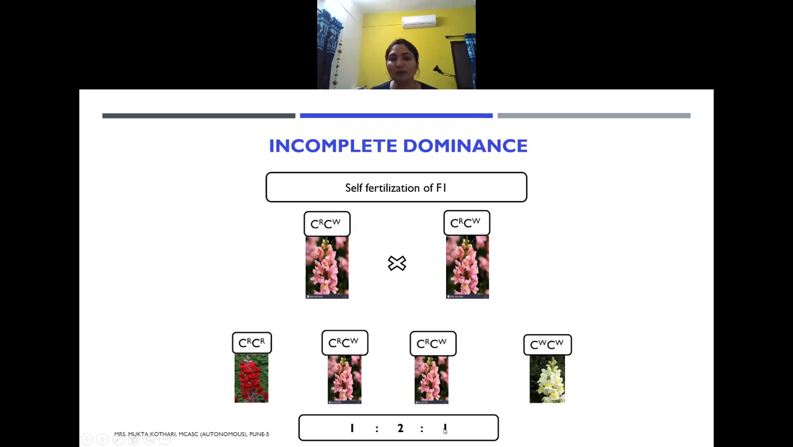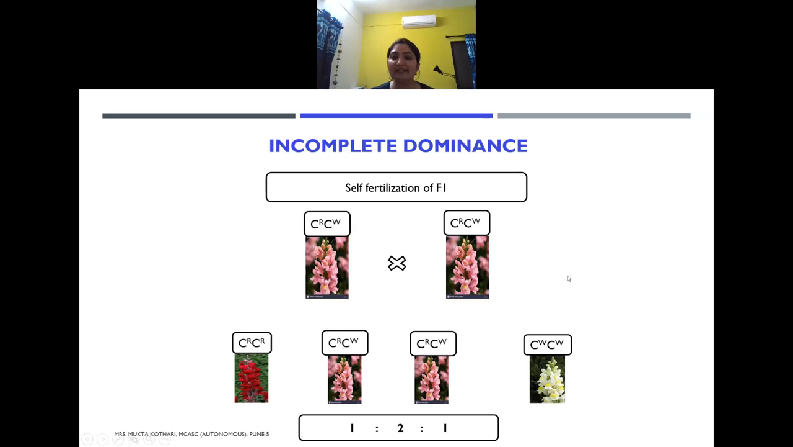Everyone is with me? You are clear with this concept, I guess. Because in normal condition, if there is no incomplete dominance, what do you get in the F2 generation? You get a 3:1 phenotypic ratio. But here, in incomplete dominance, you get a 1:2:1 ratio. So the phenotypic and genotypic ratios are the same in the case of incomplete dominance.